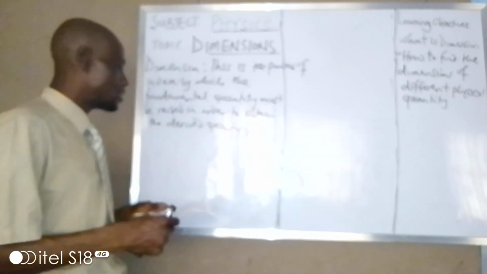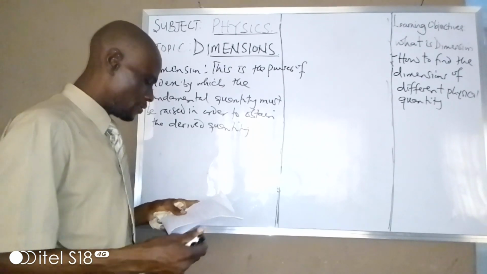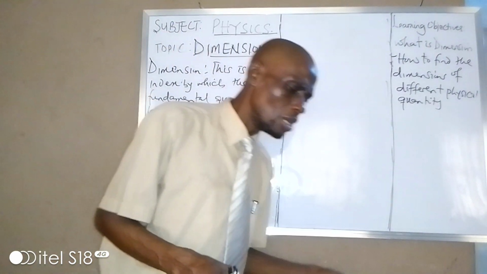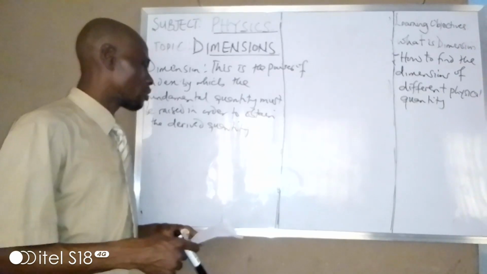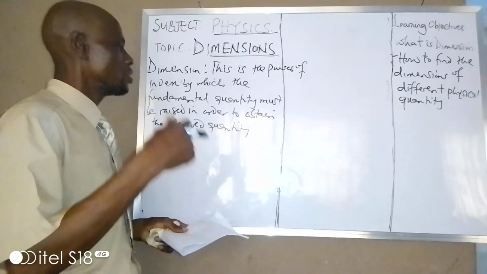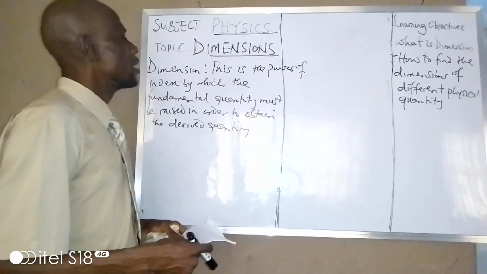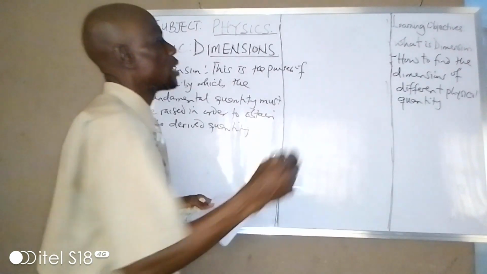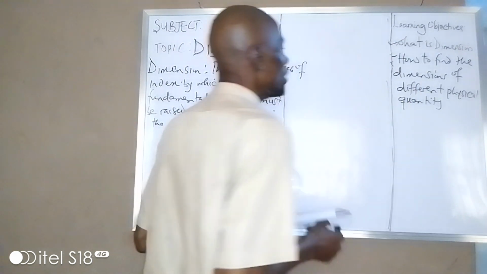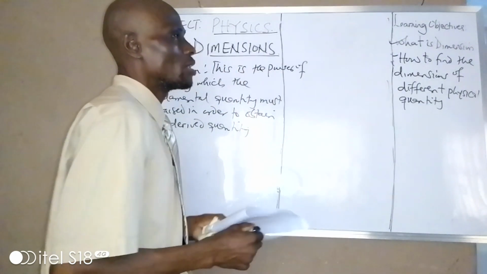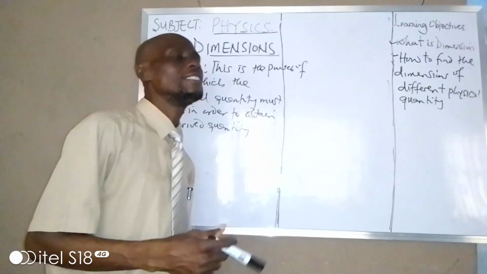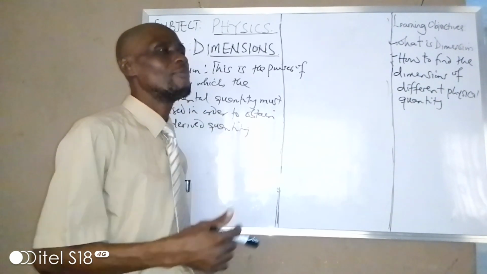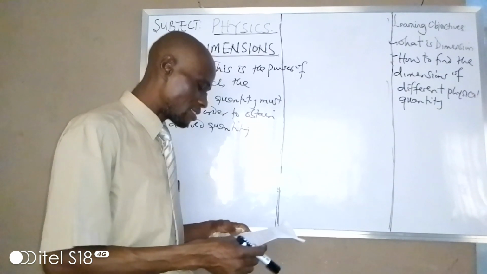I want to talk about the physical quantity, the derived quantity. You are talking about your force, your pressure and the rest. Having said that, let us look at how to find the dimension of different physical quantities. How do you find the dimension of work, dimension of time, dimension of velocity and the rest like that?